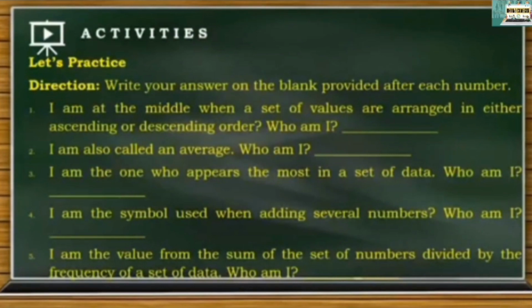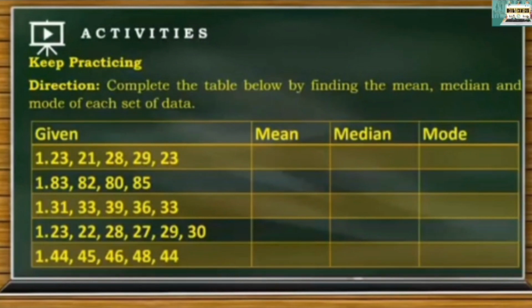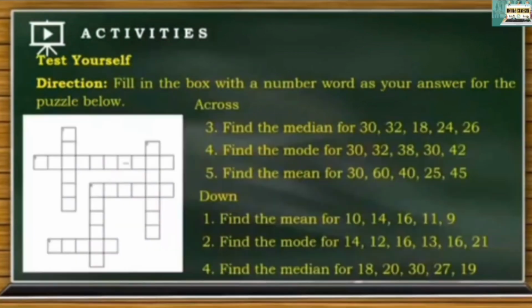Let's practice. Write your answer on the blank provided after each number. Keep practicing. Complete the table below by finding the mean, median, and mode of each set of data. Test yourself. Fill in the box with a number word as your answer for the puzzle below.